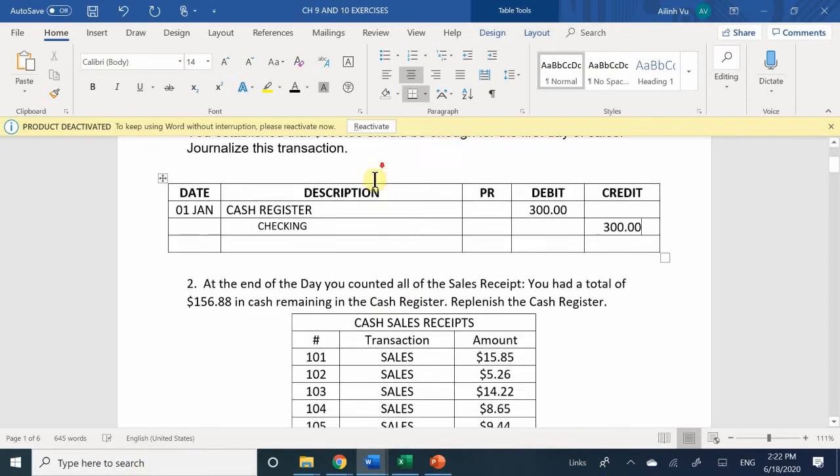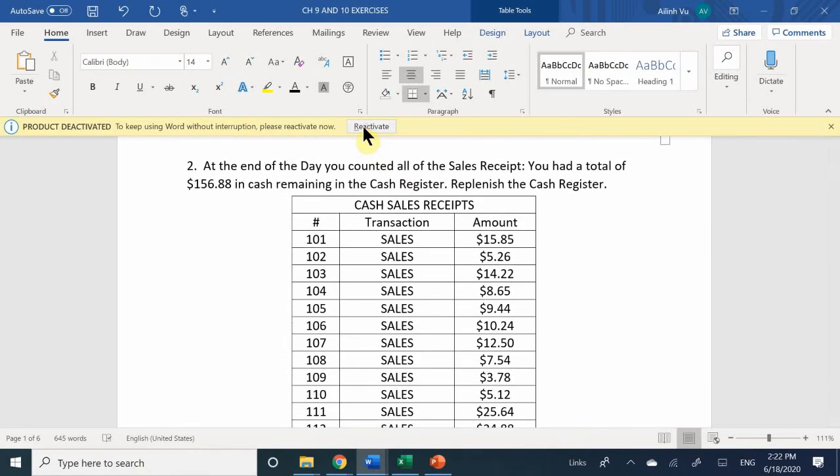All right. So at the end of the day, you counted all the sales receipts. Here it is, down below. We're going to be calculating all of them. And you had a total of $156.88 remaining in the cash register. Okay.